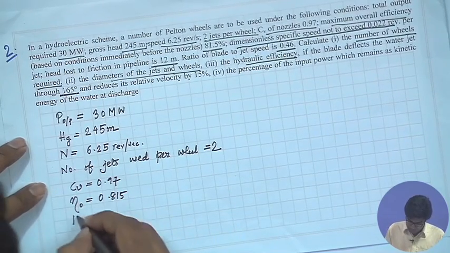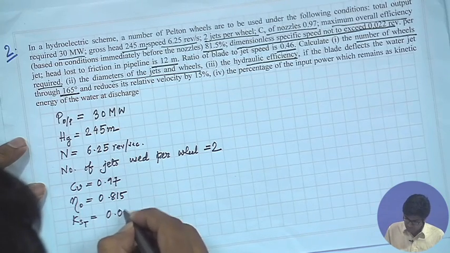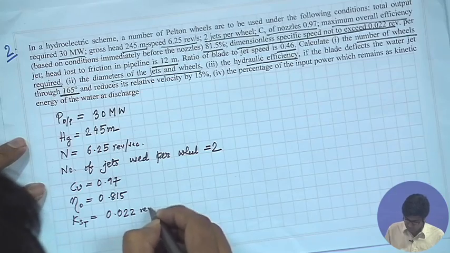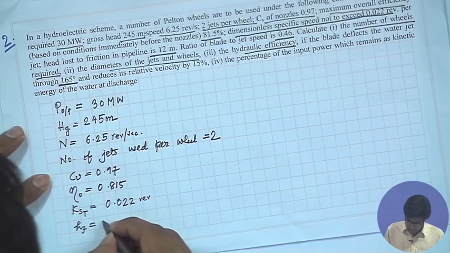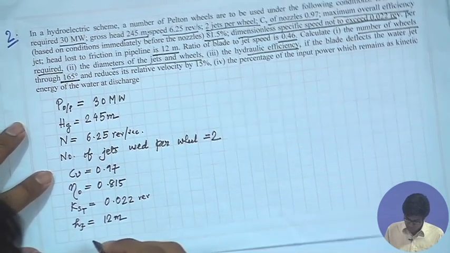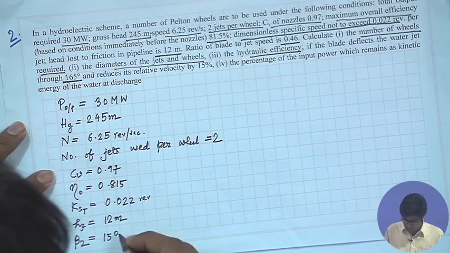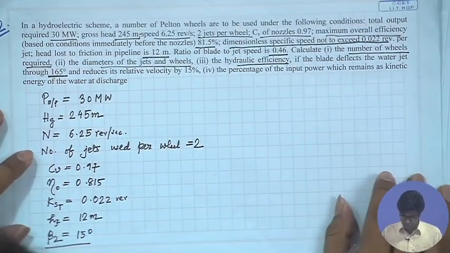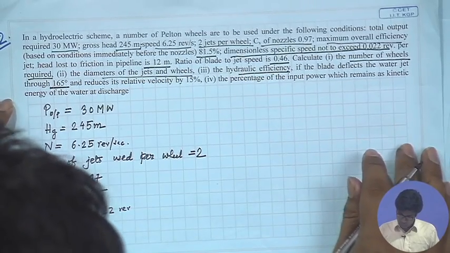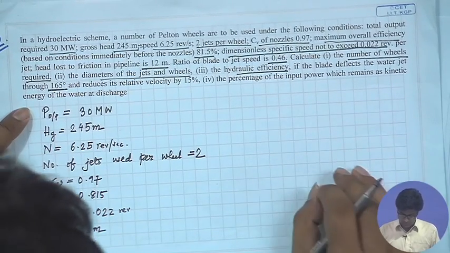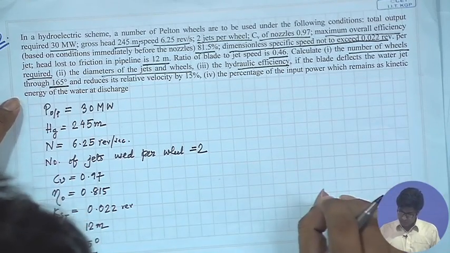The dimensionless specific speed of the turbine is given as 0.022 per jet, and the head loss due to friction is given as 12 meters. Also, the angle beta 2 is given as 15 degree, just like in the previous problem. So, first let us try to find out the number of wheels that are required. For this, we need to find out the output power required per wheel.